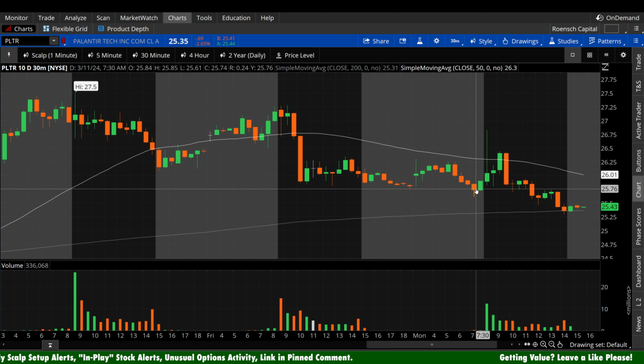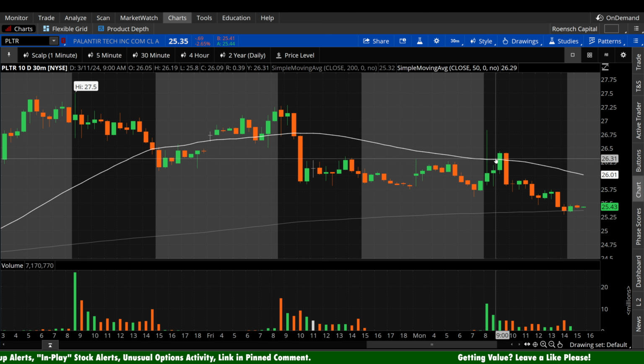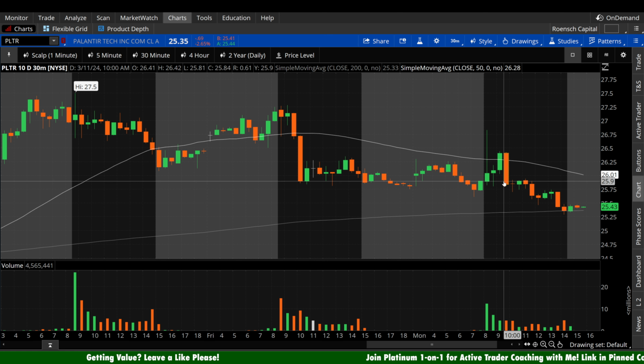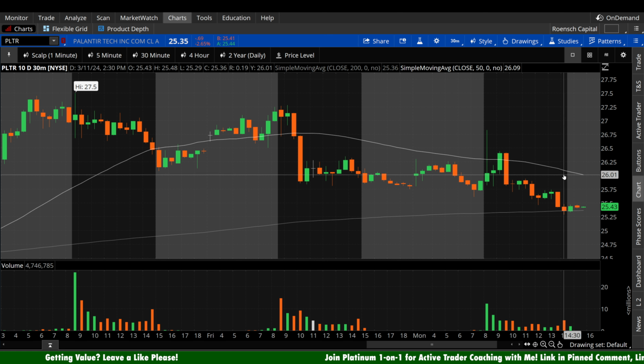We did attempt a couple of times, actually, to break upside above that 50 period. You know, no cigar today, unfortunately. And then we did fade as the volume dried up a little bit after the morning session, right into the close, now closing upon a test of that 200 period.